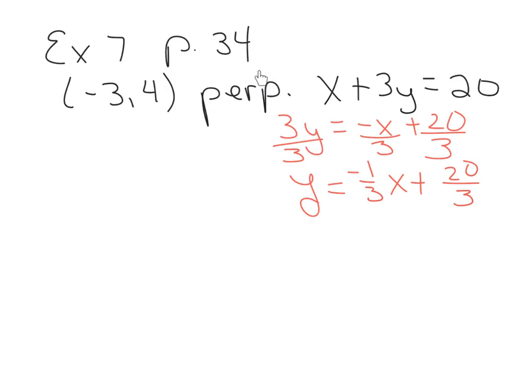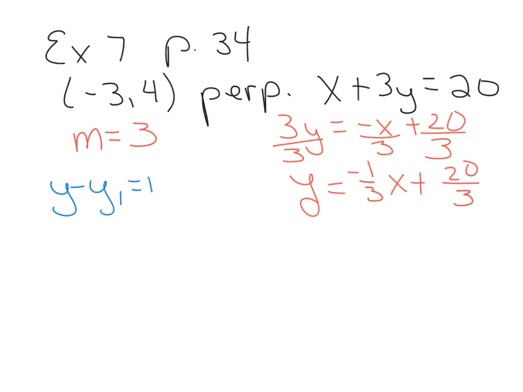Our new line is going to be perpendicular, so it doesn't have the same slope. It has the opposite reciprocal slope. So our new slope is going to be the opposite sign. Since this one's negative, our new slope will be positive, and the reciprocal. The reciprocal of 1/3 is 3. So the slope of our new line will be 3. And then we're going to use that point slope formula.